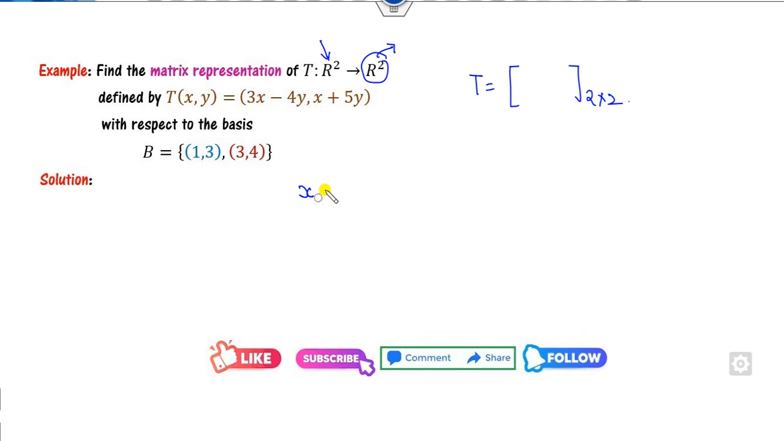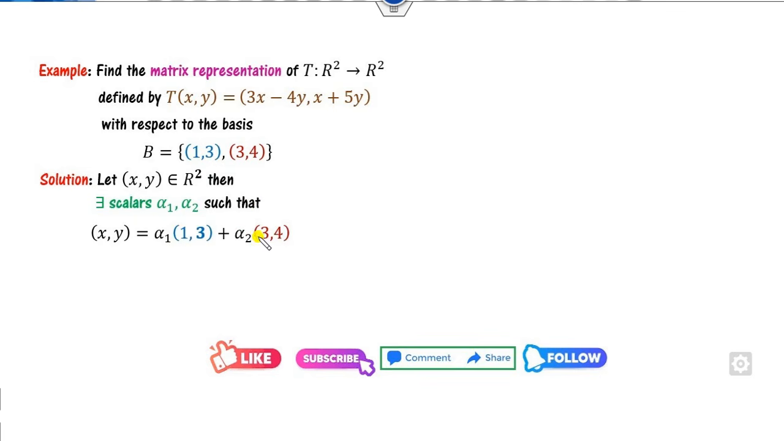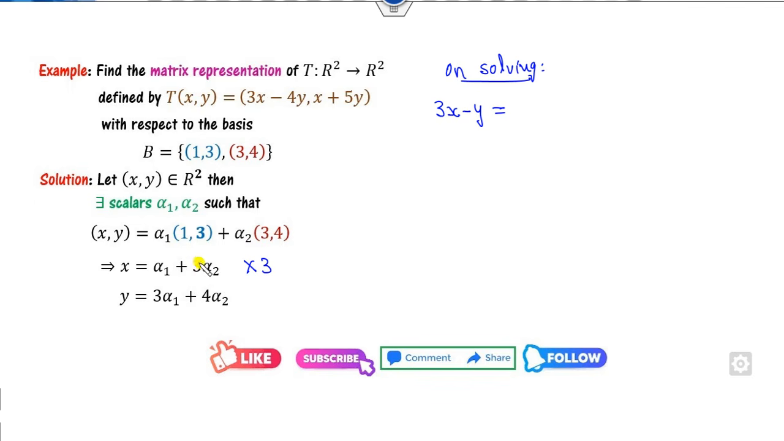Take any element of R2, that is, x comma y is an element of R2. You have the two bases. Therefore there exist alpha 1 and alpha 2 such that you can write this number in this manner. Equate the coefficients of the pairs. Now how can you solve them? It's very easy. If I multiply this number by 3 and subtract them, you will get 3x minus y, it will be 0, 9 minus 4, 5 alpha 2. That means alpha 2 will be 3x minus y over 5.